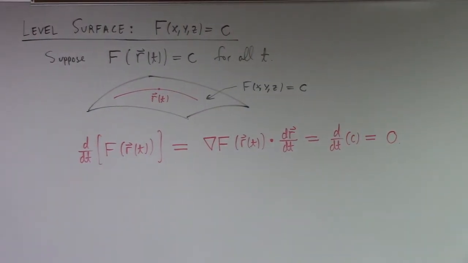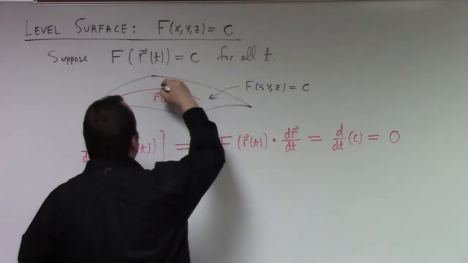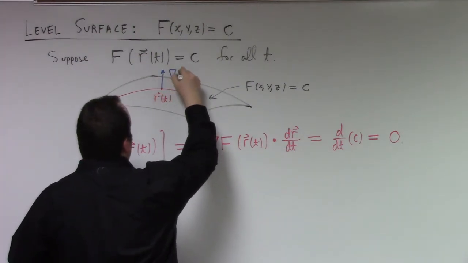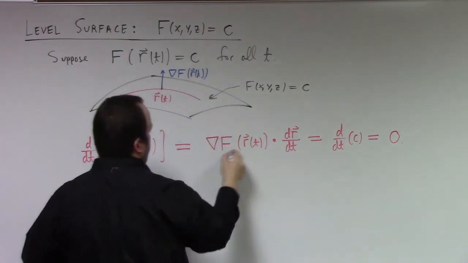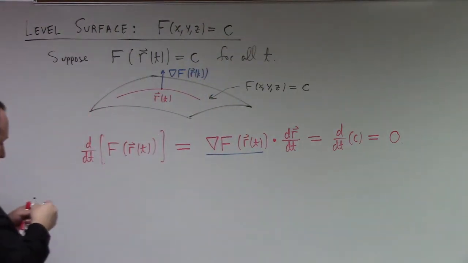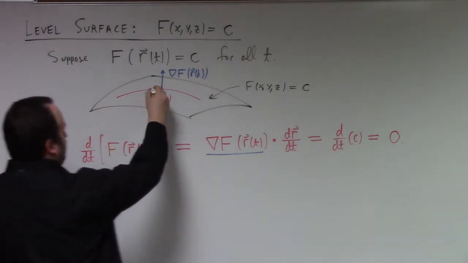So guess what? If you have a curve on a level surface, that curve has tangents which must do what? They must be perpendicular to the gradient of that surface, right? So if I was to draw the gradient into the surface, it would have to look like this. It's perpendicular to the tangent. The tangent is tangent to the curve, right? So the tangent looks something like this.